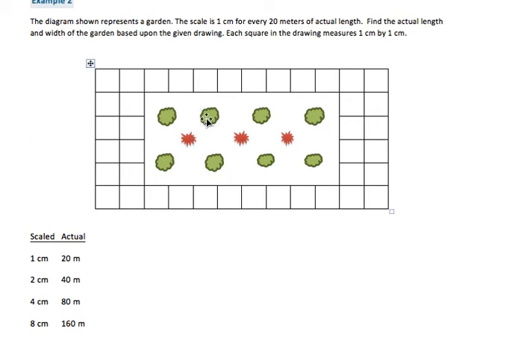Now we can go back to the garden and see how it measures. The centimeter squares on the outside of the garden are not included as part of the garden, but they do help us to measure. So the length of the garden is 8 centimeters in the drawing, and the width of the garden is 4 centimeters in the drawing. So if we come back to our chart, we can see that the garden itself will be 80 meters by 160 meters.